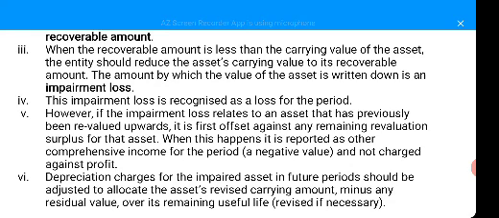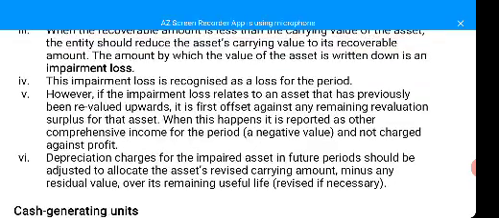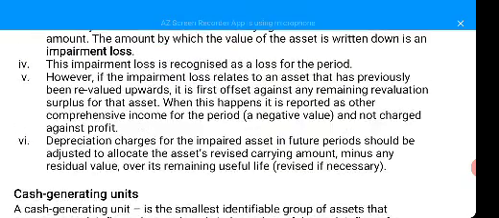However, you should know this. However, if the impairment loss relates to an asset that has previously been revalued upward, it is first offset against any remaining revaluation surplus for that asset. Then when this happens, it is reported as other comprehensive income for the period as a negative value and not charged against profit. Now, we are saying that if this impairment, because we said when there is an impairment loss, you should take it as a loss under your admin expenses.